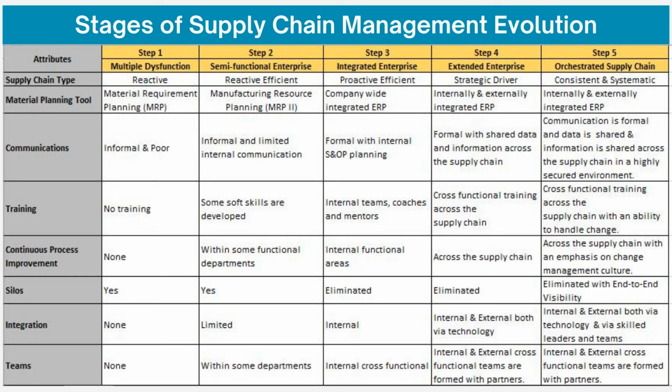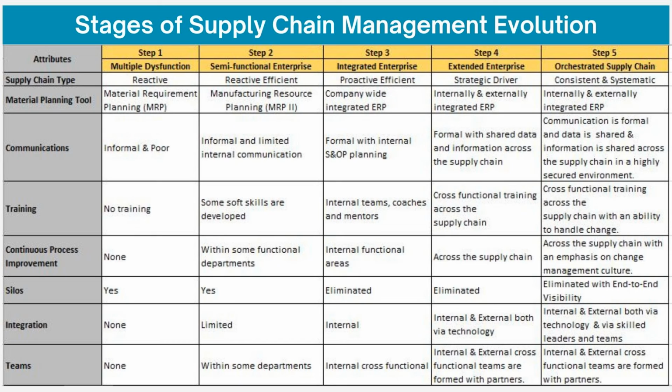Integration. There is no concept of integration in multiple dysfunction stage, and it somewhat improves in semi-functional enterprise, that's why it is written limited there. In integrated enterprise, the integration is only internal among the departments, whereas in extended enterprise, integration is internal and external both via technology. Orchestrated supply chain is integrated both internally and externally via technology and via skilled leaders and teams.